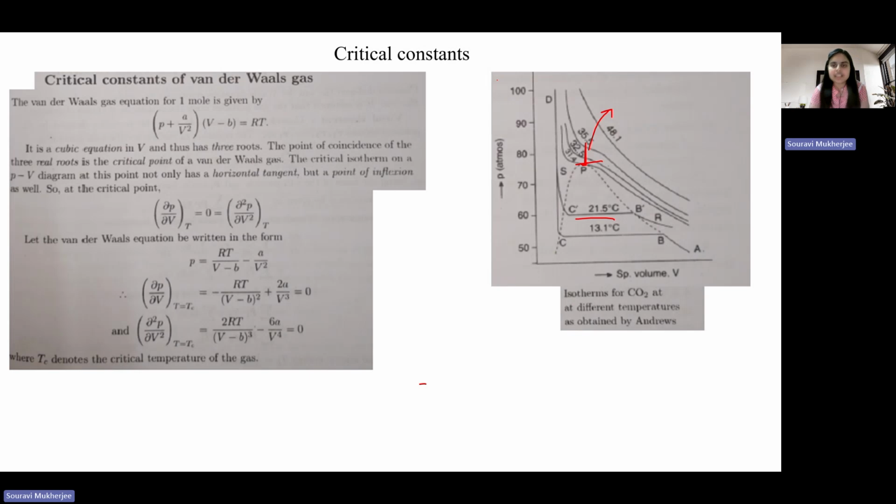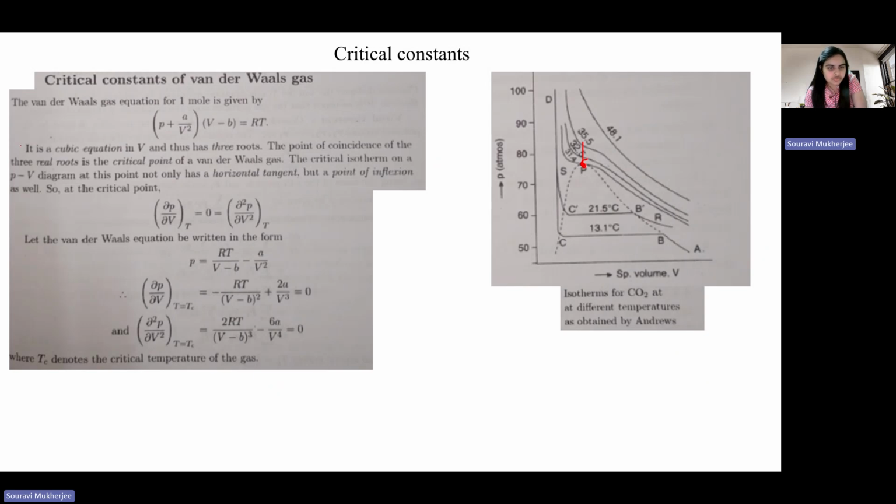What this is telling you is that while here you can have multiple roots, once you reach this point, you have one point where the slope becomes 0, del P del V is 0, and del square P del V square is 0. So at this point, all the 3 roots become equal. Now this point of inflection that you just saw is defined as the point where del P del V goes to 0 and del square P del V square goes to 0.